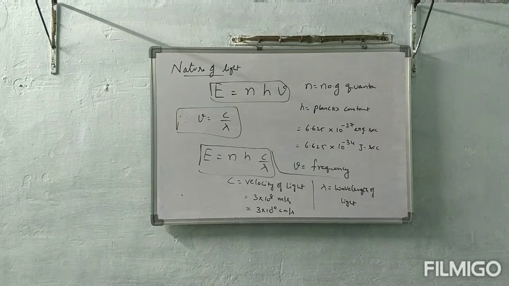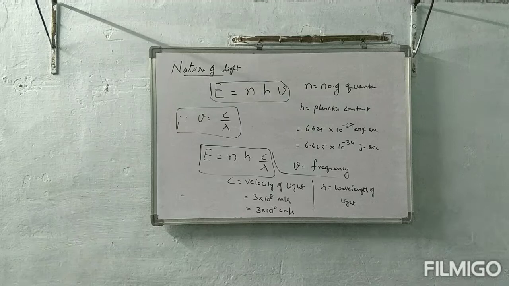N is equal to the number of quanta. Those are not fixed values, that's why we cannot give those values now. Next, E is equal to h c by lambda. C is again a constant. C is equal to the velocity of light, which is equal to 3 into 10 power 8 meter per second, which is equal to 3 into 10 power 10 centimeter per second. Lambda is equal to the wavelength of light. That is about this nature of light.